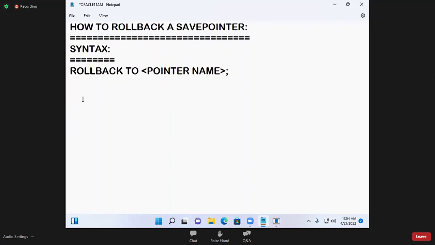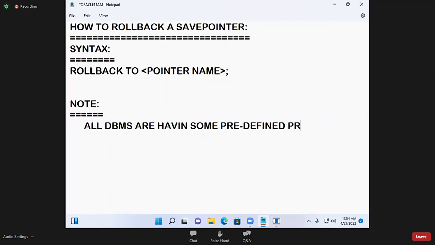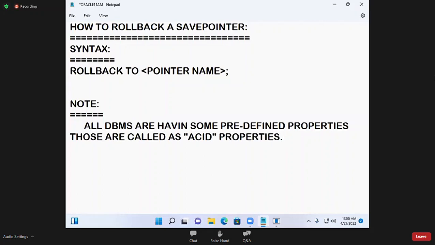So now, how will all these be managed by your databases? There are some properties. All database management systems, meaning SQL Server, Oracle, MySQL, DB2, whatever it is, are having some predefined properties. Those are called, anybody expecting? Those are called ACID properties. So all database management systems are having some predefined properties. Those are called what now?